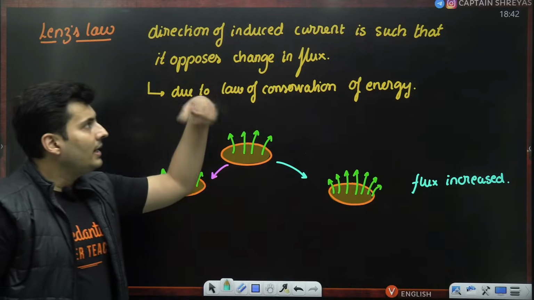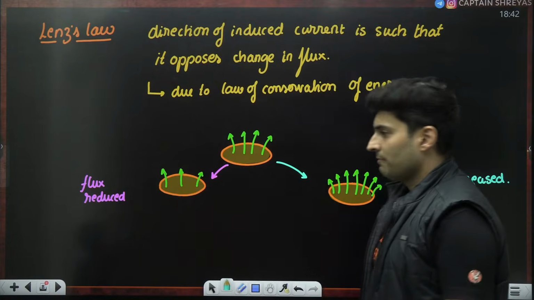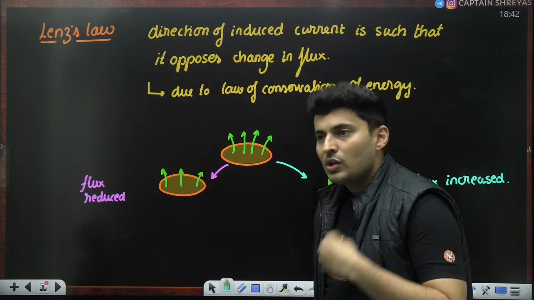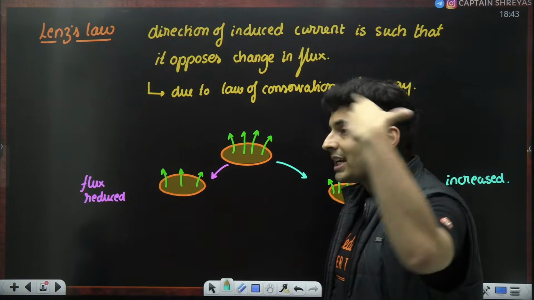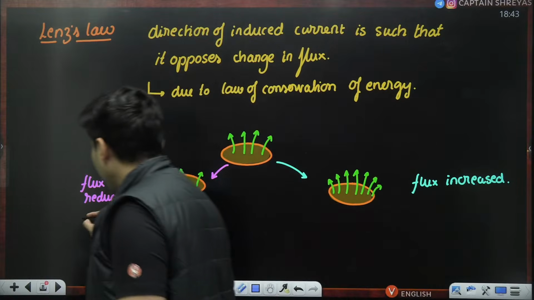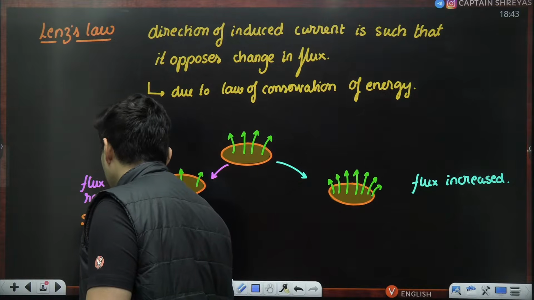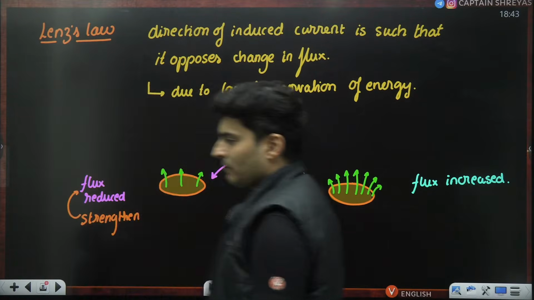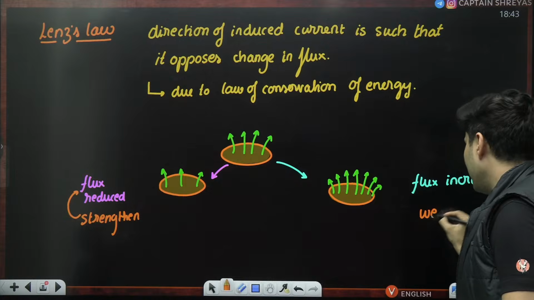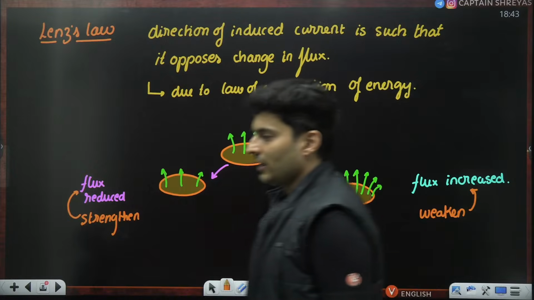What did I say? Any kind of current which is induced will always try to oppose that change in the flux. Observe now carefully. Here the flux has reduced. So to oppose it, it will try to increase the flux. So the induced current will now strengthen this particular flux. Whereas here, because it is increasing, it will now try to weaken that flux.